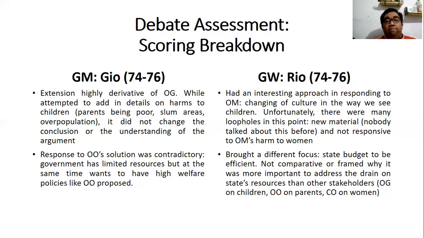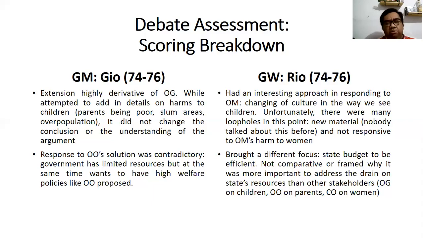As for the government whip, we felt the government whip did a couple of things. We felt that there were interesting approaches. However, these approaches were difficult to value as above average. So firstly, government whip had an interesting approach in responding to the opposition member by talking about changing of culture and the way that we see children. Unfortunately, there were many loopholes about this point.